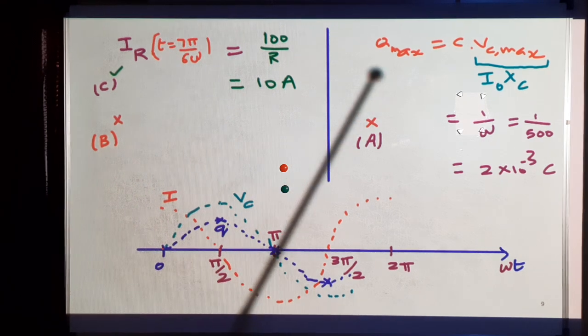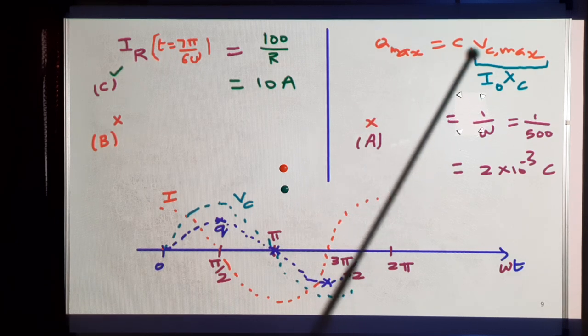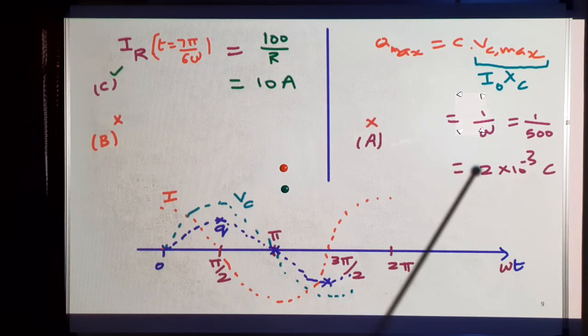Option A: you have to get the maximum charge before the switch is thrown, at pi plus pi by 6. That will correspond to the time where the voltage is maximum, because Q is C into V. Whenever V is maximum, Q is also maximum. So Q max is C into V max, and this V max is the maximum current into Xc, the reactance of the capacitor. From this I get the maximum charge as 2 into 10 raised to minus 6, so 2 millicoulombs. So option A is false.